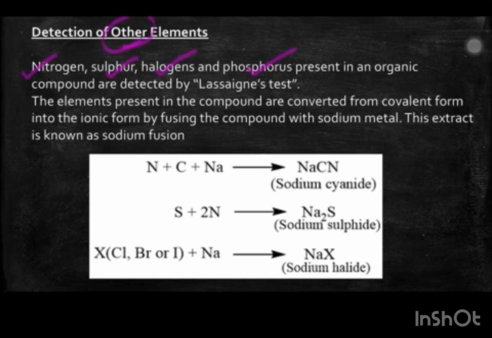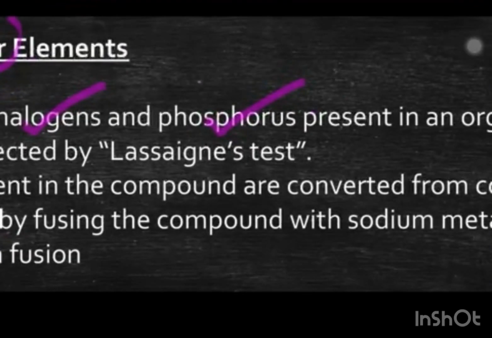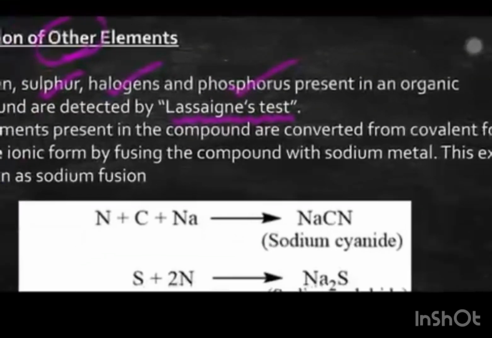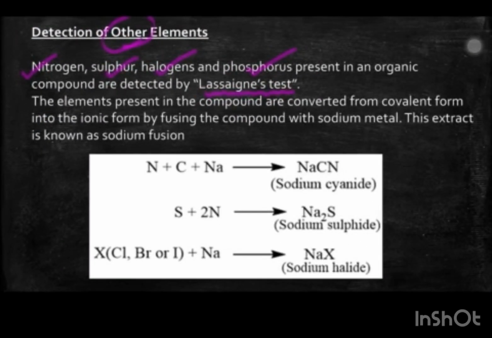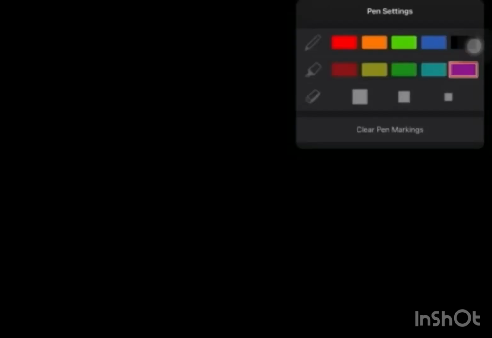We have to first make a particular extract which we call Lassaigne's extract. I'll just tell you the purpose of making it and what it is exactly. We are talking about organic compounds. So organic compounds have carbon in them, they have hydrogen in them, and extra elements we are going to find out now.